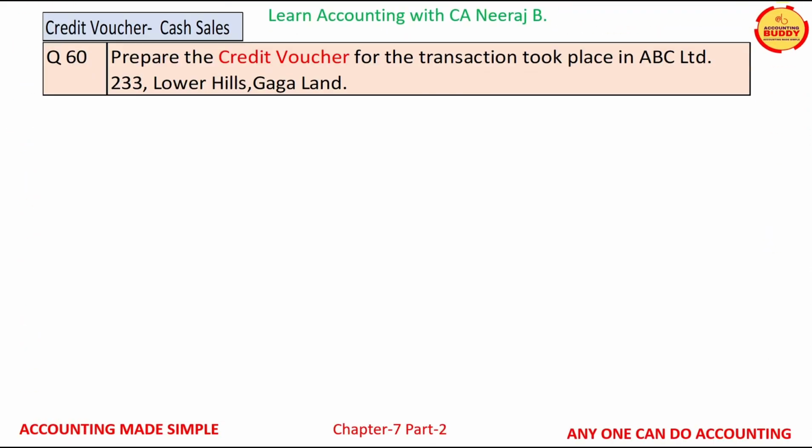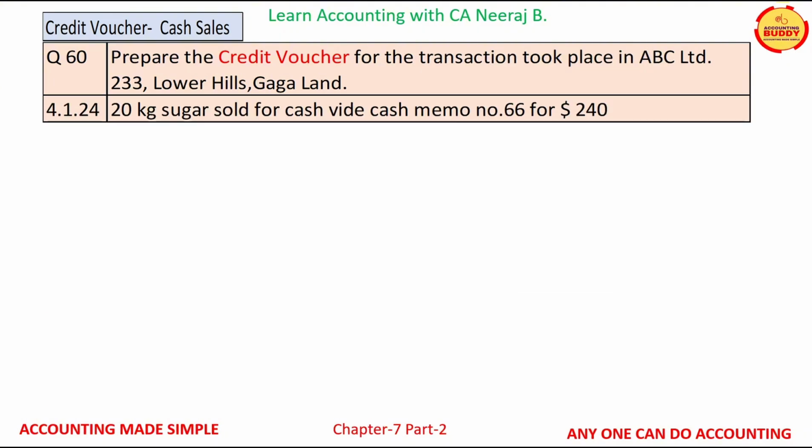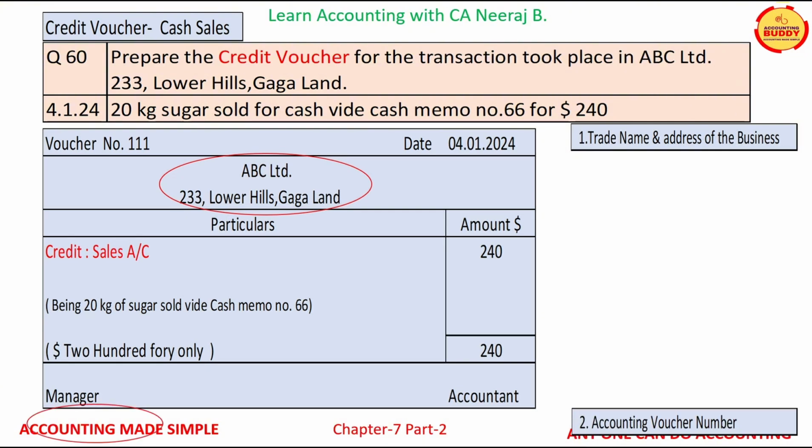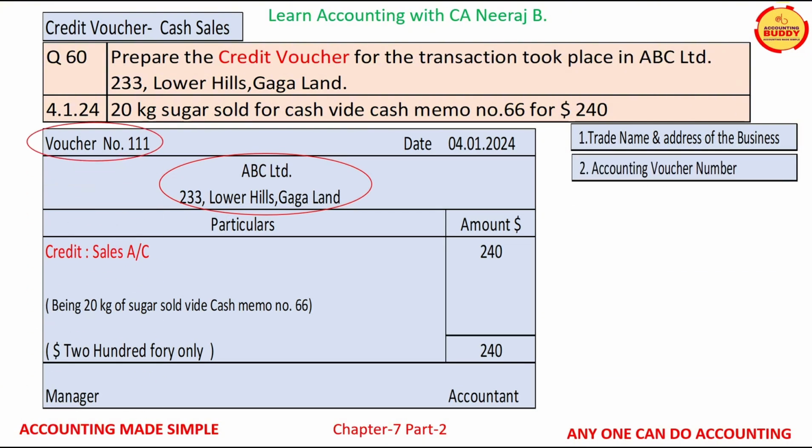Question number 60 is prepare the credit voucher for the transaction which took place in ABC Limited business. On 4th January 24, 20 kg of sugar sold for cash, vide cash memo number 66 for $240. Credit voucher for this transaction will look like as displayed on your screen. The credit voucher is having the trade name and the complete business address. Credit voucher is numbered as voucher number 111 and is dated as 4th of January 24.